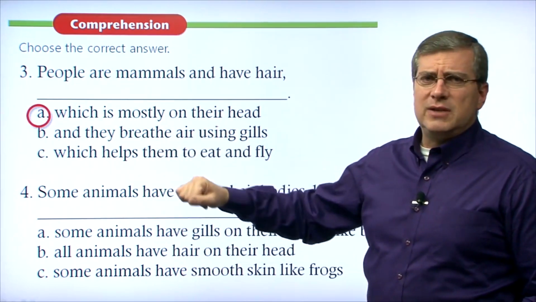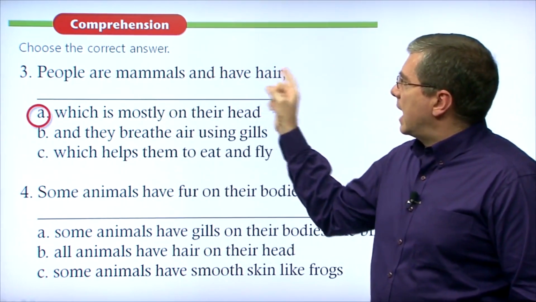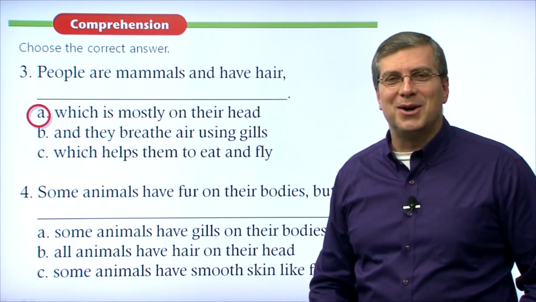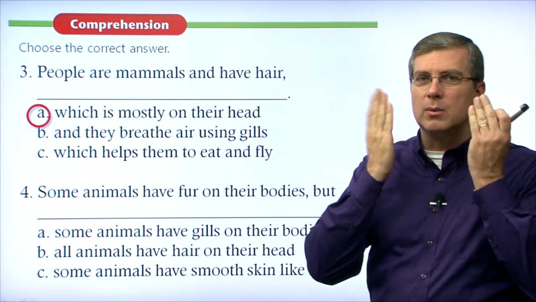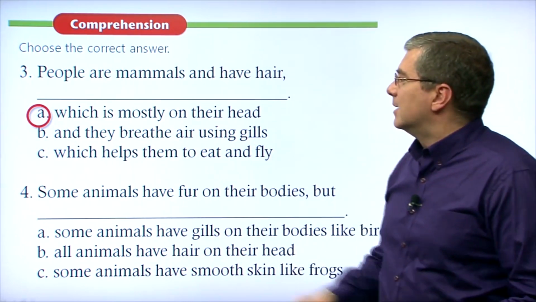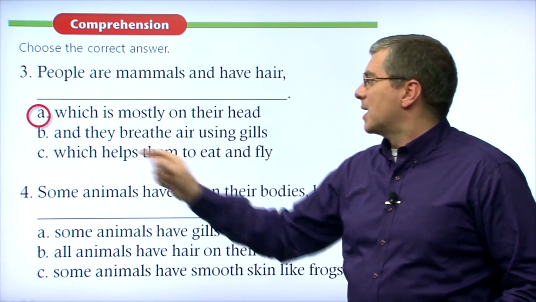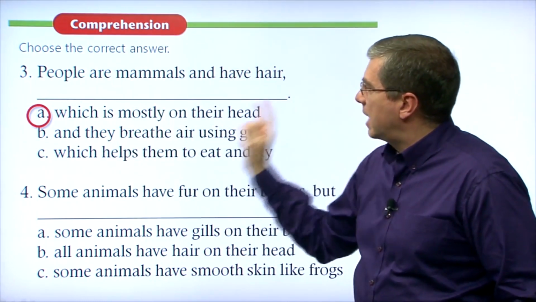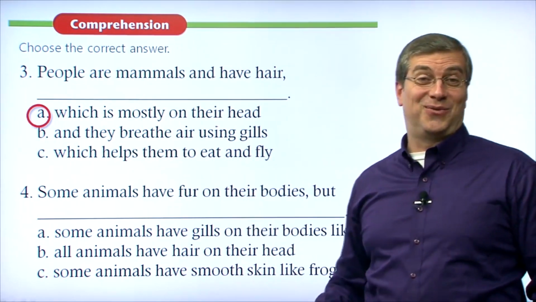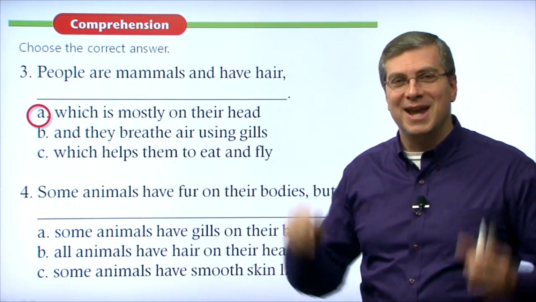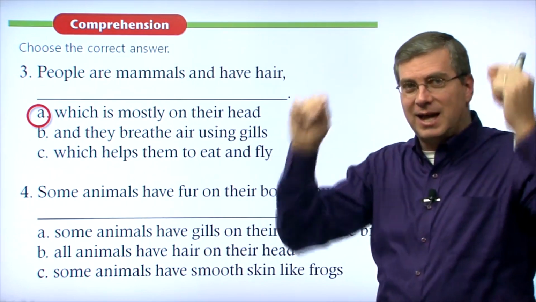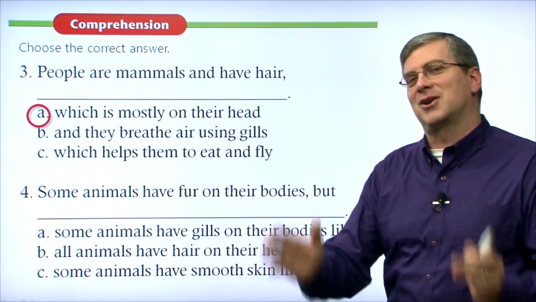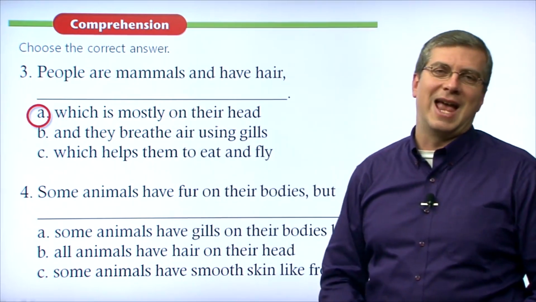Let's just look at B and C for practice. People are mammals and have hair, and they breathe air using gills? No, there are no fish people walking around with gills on the side of their neck, right? So this is not true. B is not true. C, and have hair. Again, which refers back to hair. People are mammals and have hair, which helps them to eat and fly. That would be very interesting, wouldn't it? If your hair could help you fly, that would be great. You know, we could fly around. But that's obviously very silly. That is not correct. Okay, so our true answer is A.